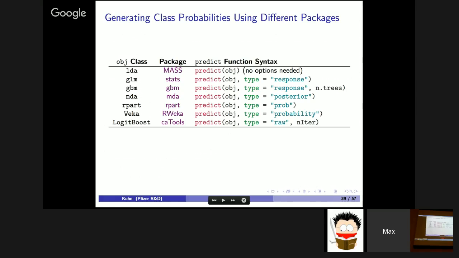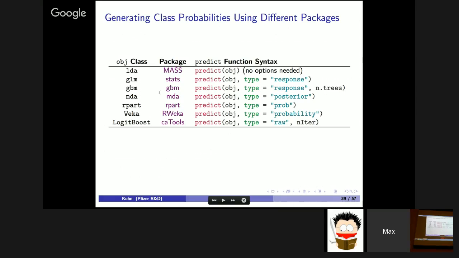But if we fit a boosted tree with the GBM package, the syntax is the same, but we have to tell it how many iterations of boosting, because it doesn't have a default. So you go to do GBM, you can kind of remember this, but then you forget to say how many trees to use, and so it throws an error.